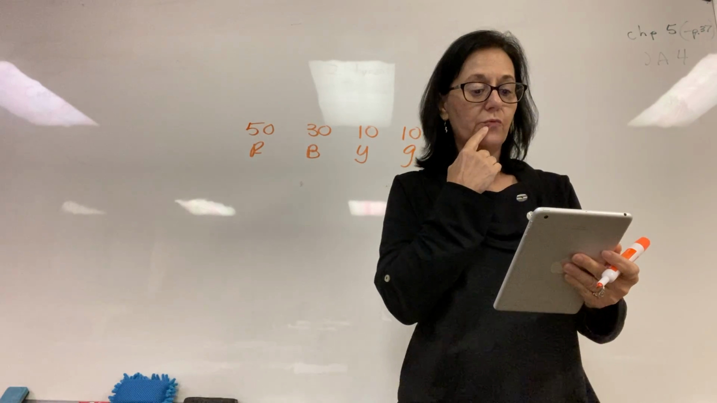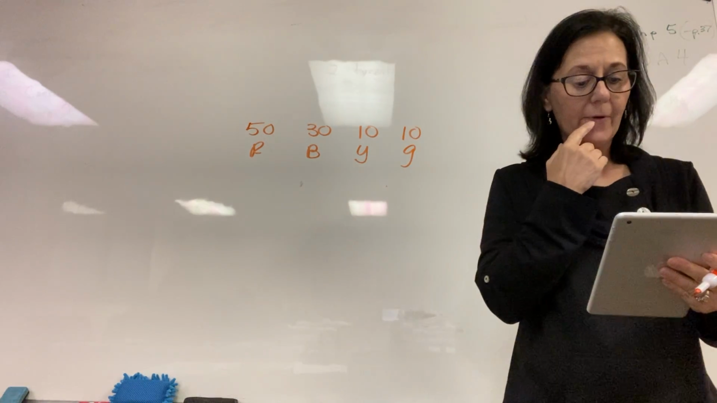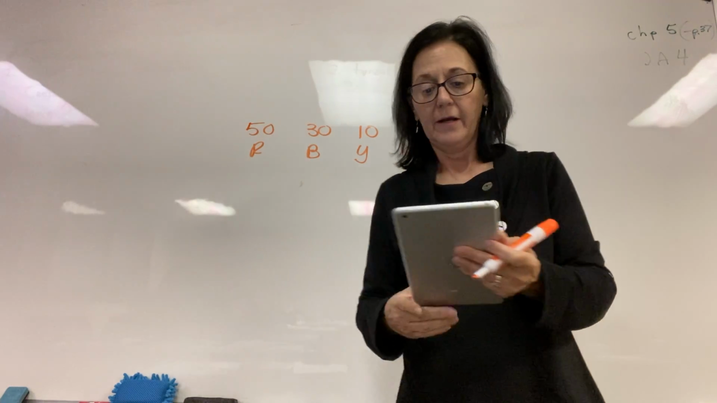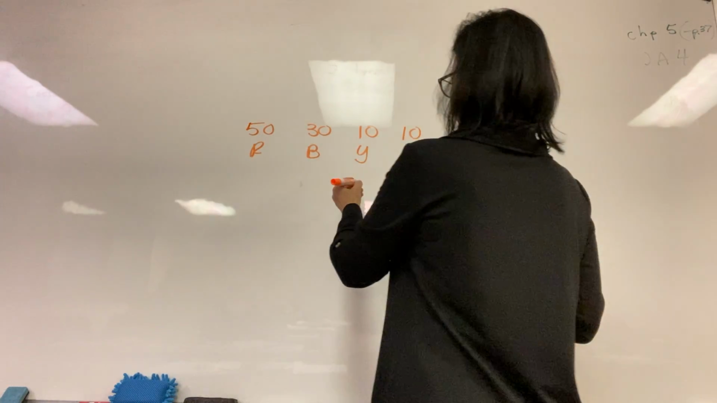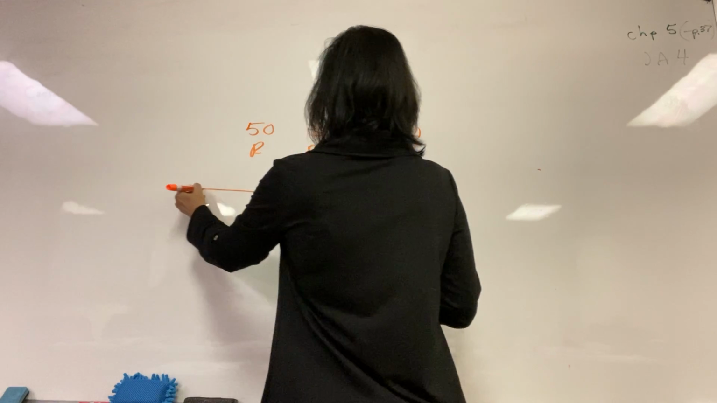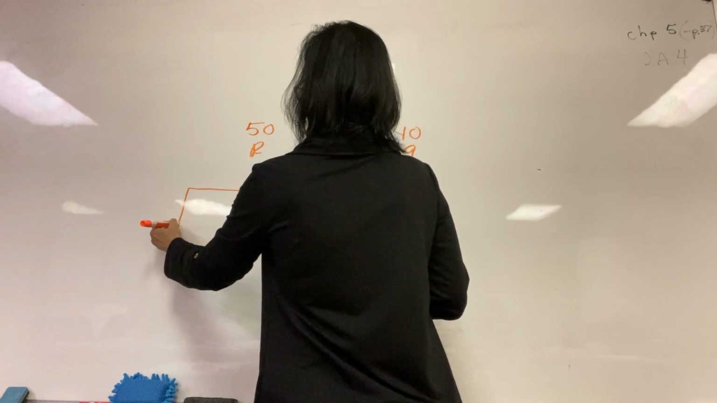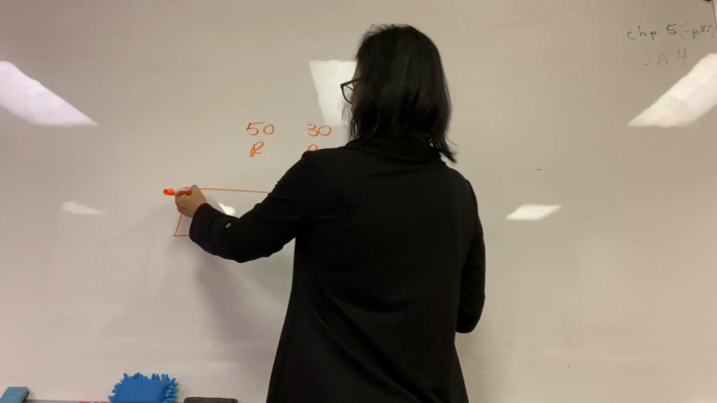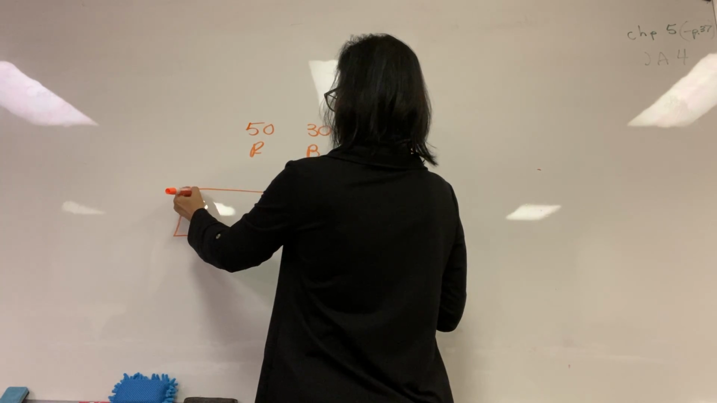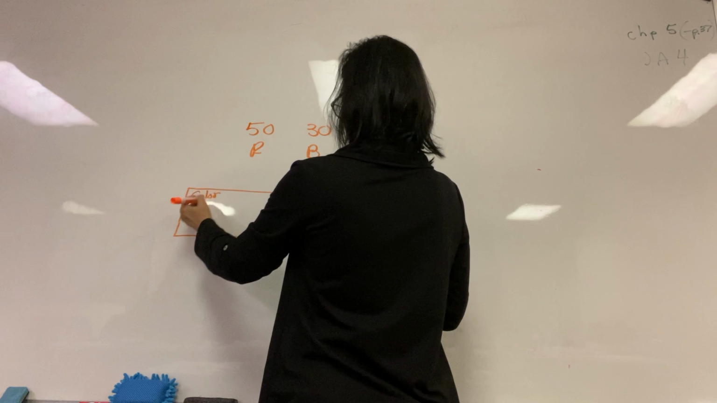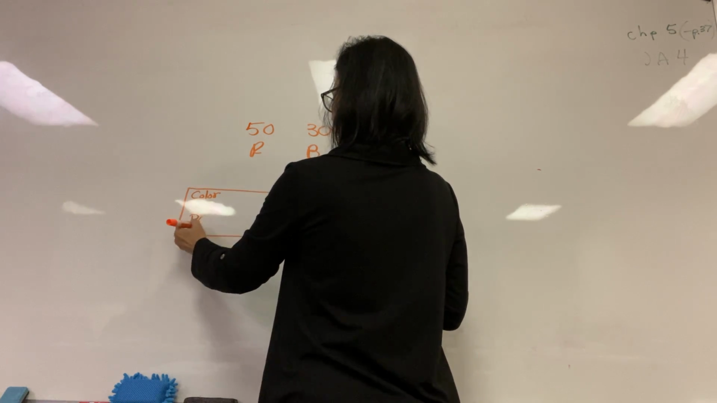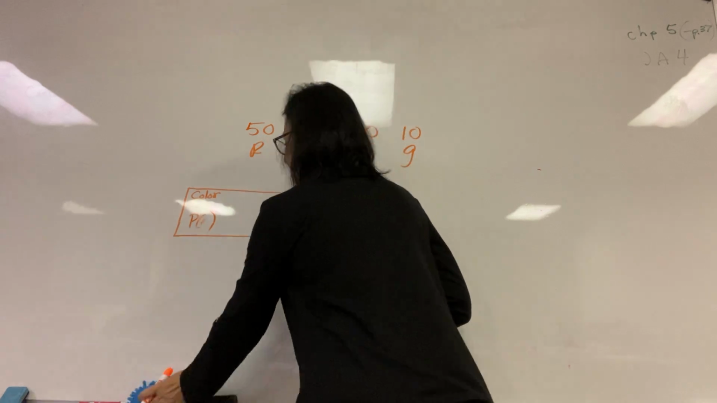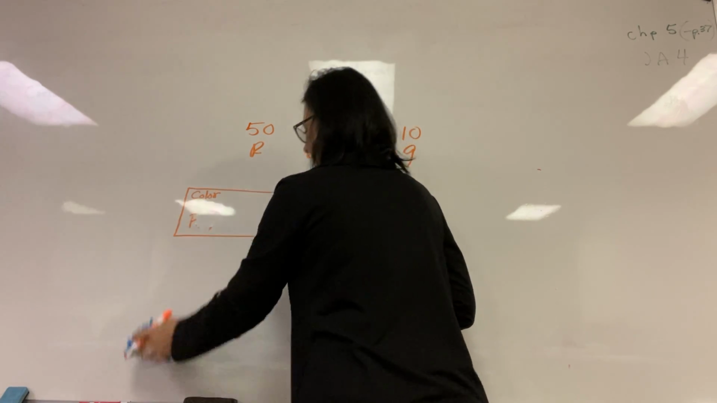Then it wants us to write out a probability distribution for this experiment. All right, so we can. We're going to say this is color, and this is probability of that color, probability of C.